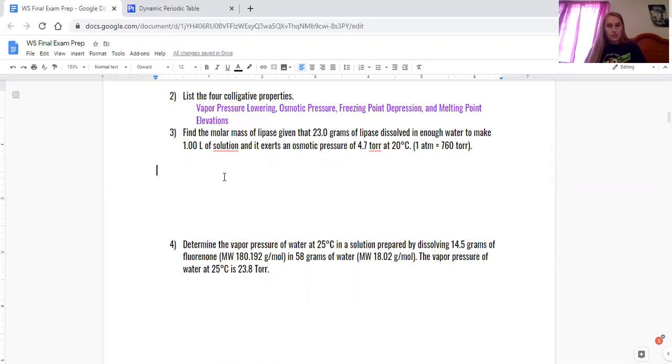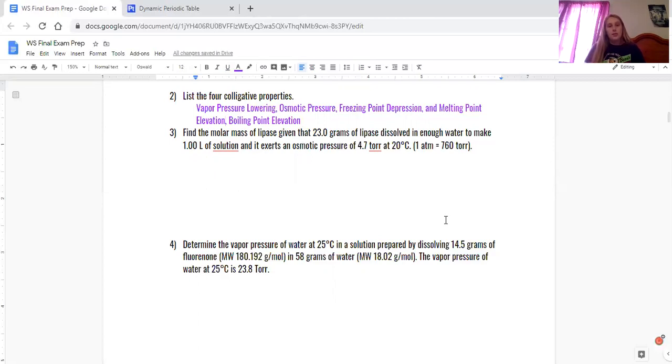And this one, I believe, is actually, we also have boiling point elevation, for the other one there.